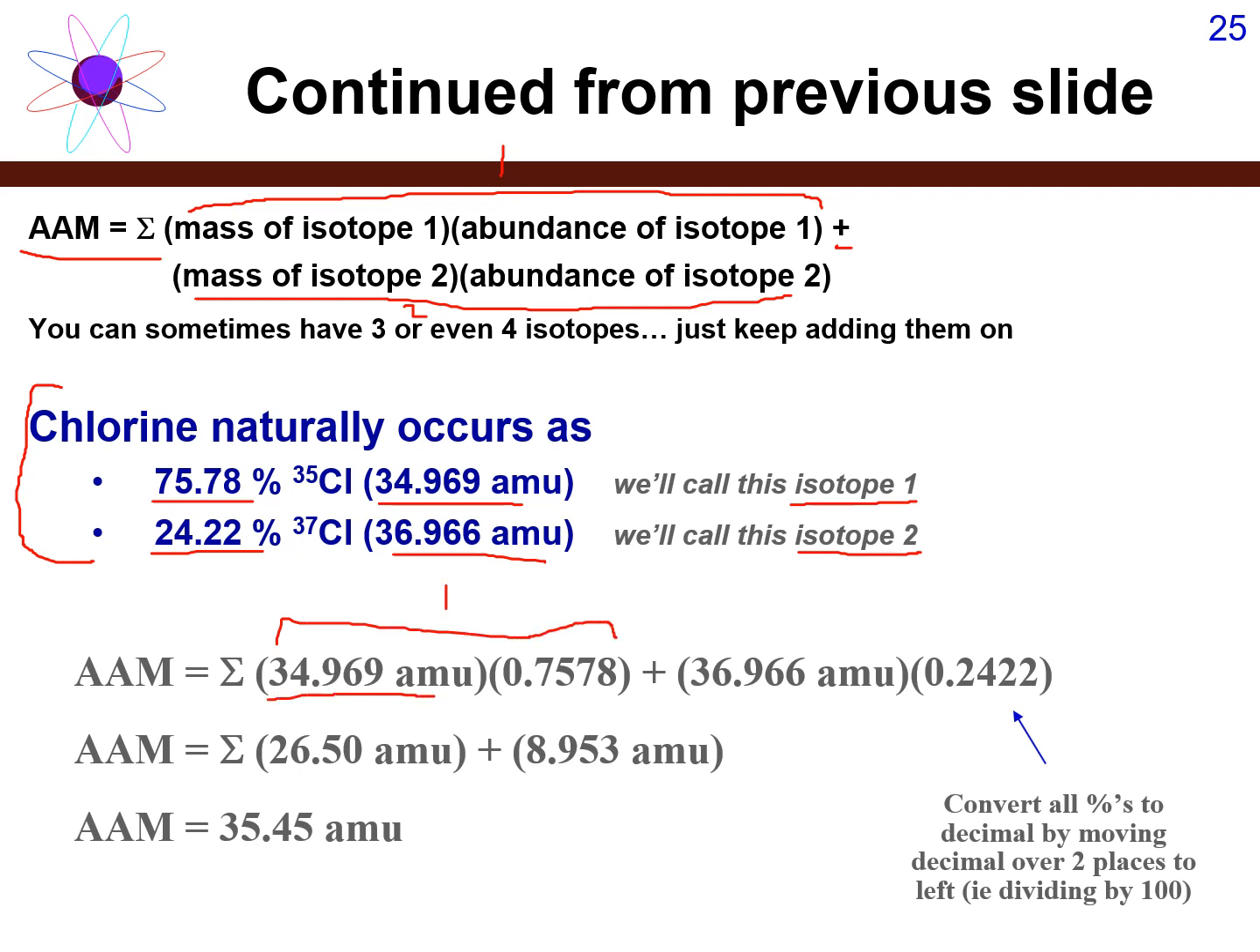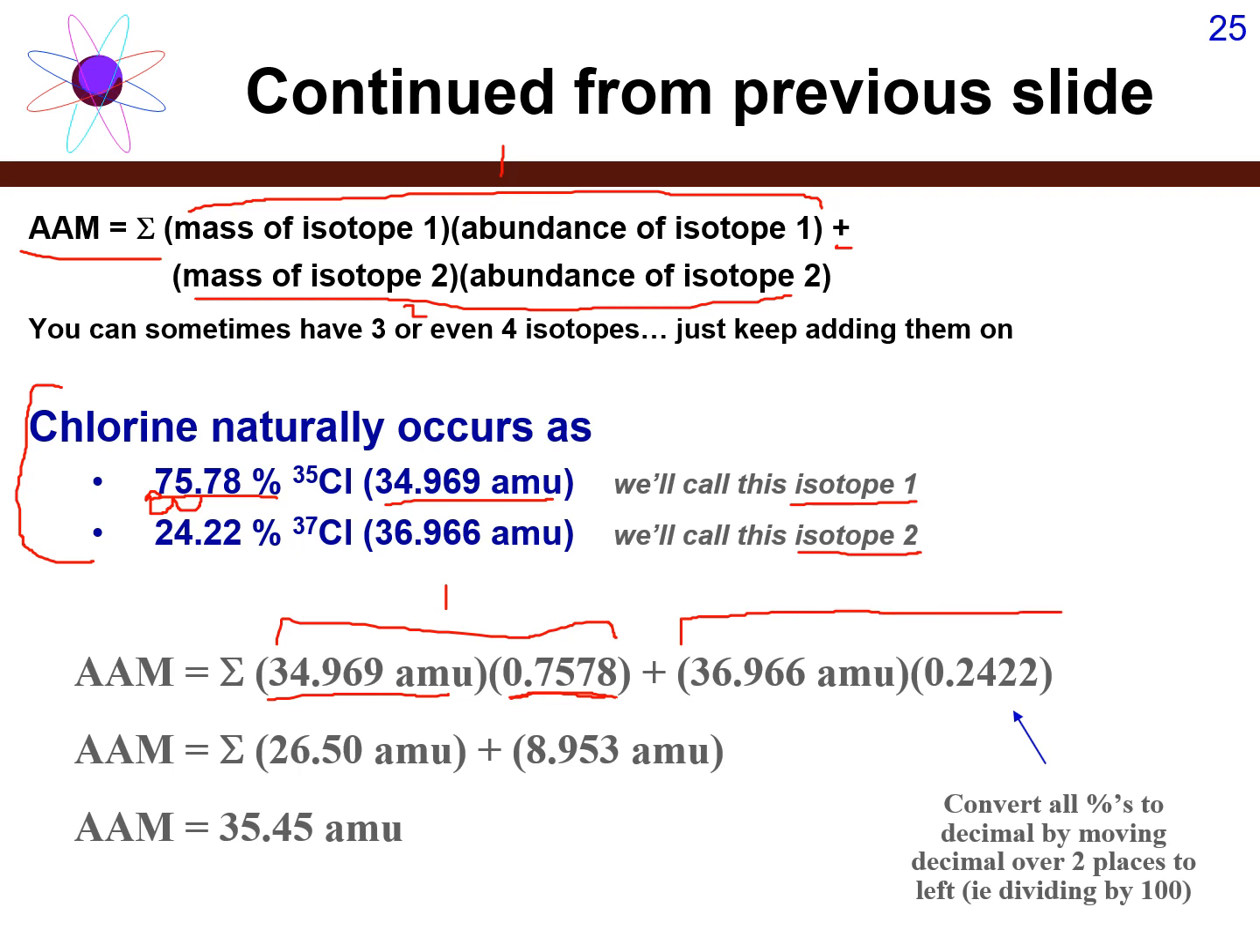Here is the mass that is directly taken from the question, 34.969. And here is our percentage turned into a decimal form. So we move that decimal over 2 places, the same thing as dividing by 100, and we get 0.7578. So information for our first isotope is in the bag, ready to go, ready to be calculated.